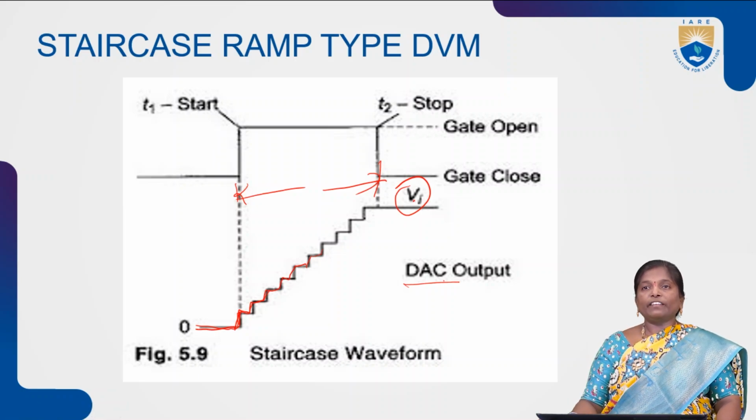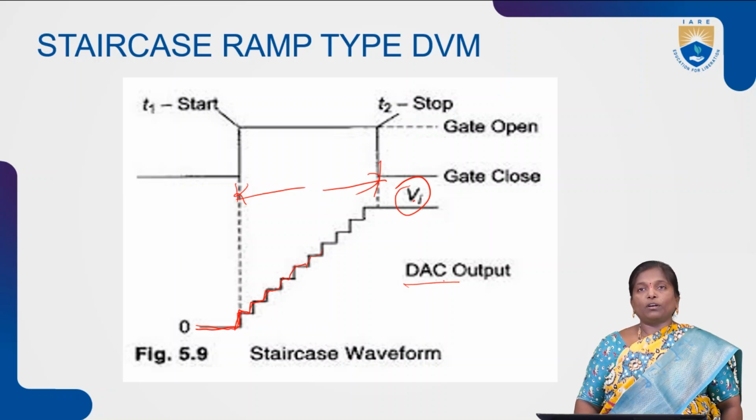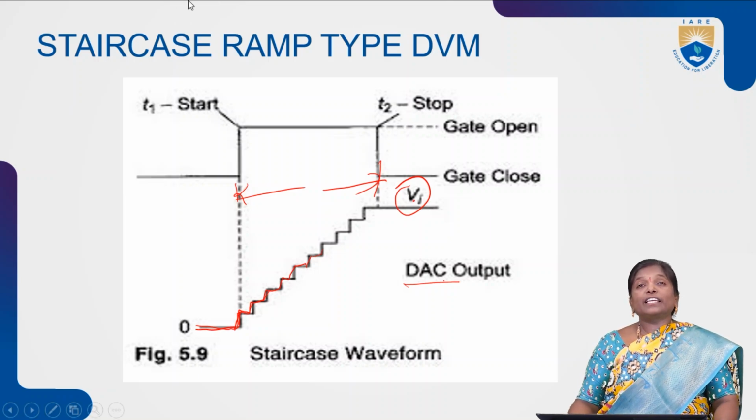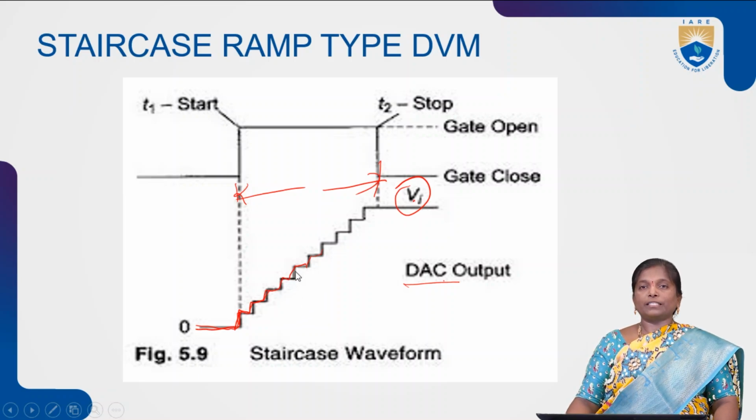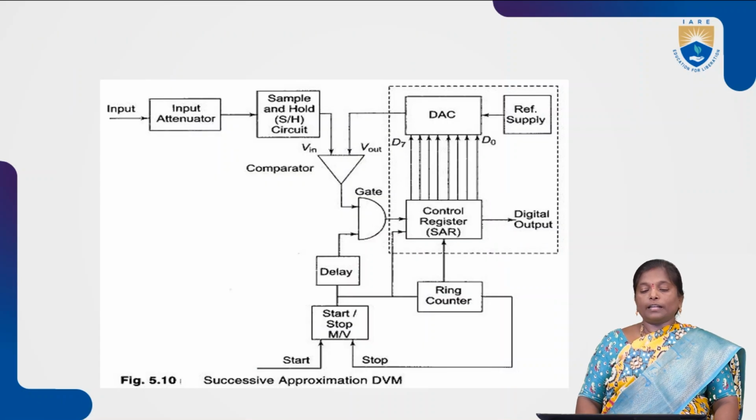During this time interval, the gate is opened. This is the staircase ramp type of DVM. Why do we call it the staircase ramp type of DVM? Because the voltage coming from the DAC varies step by step every time. That's why it is called the staircase ramp type of DVM. And the next one is the successive approximation type of digital voltmeter.